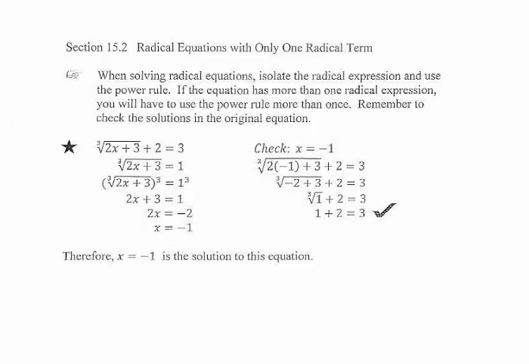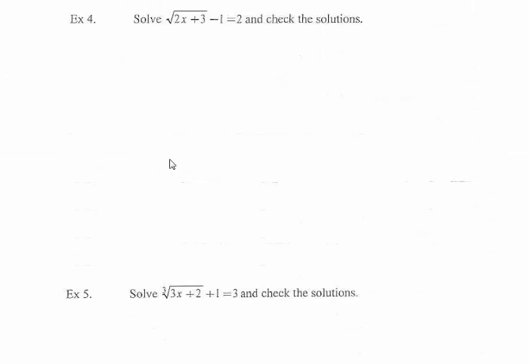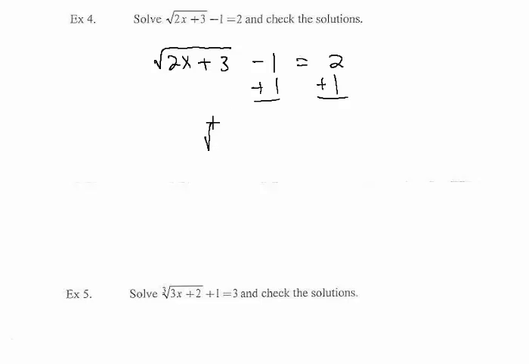So this is the simple first type of radical equation that we're going to learn how to solve. The basic idea is to get the radical part by itself. So here we have square root of 2x plus 3, minus 1, equals 2. I just copied it down. Now we have the radical part and then a minus 1. Our first step would be to add 1 to each side to isolate the square root. So on the next line, we now have square root of 2x plus 3 equals 3.